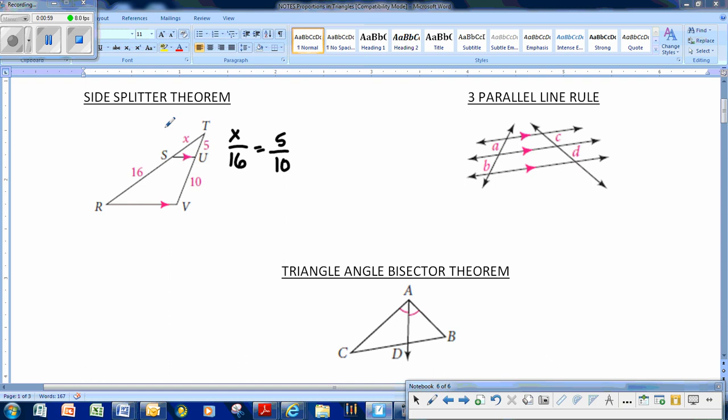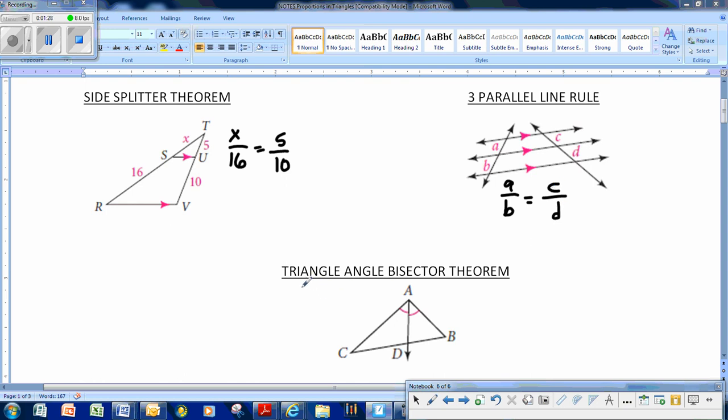Next we have a corollary to that, which I like to call the three parallel line rule. If we have three or more parallel lines intersected by two transversals, which are these lines right here, then it divides each of these pieces into proportional sections. So in this case, I can set up a proportion A over B equals C over D.